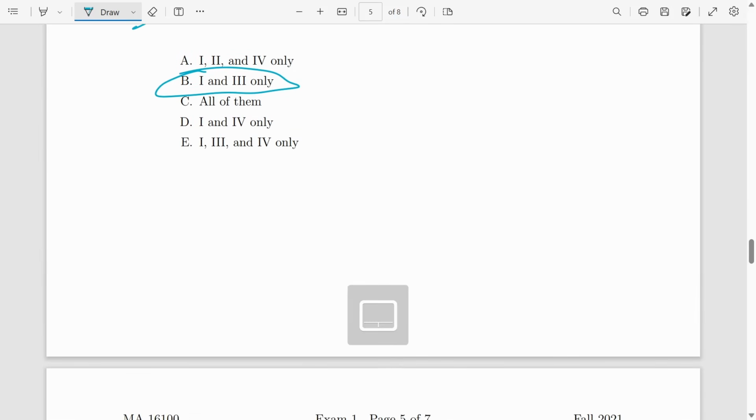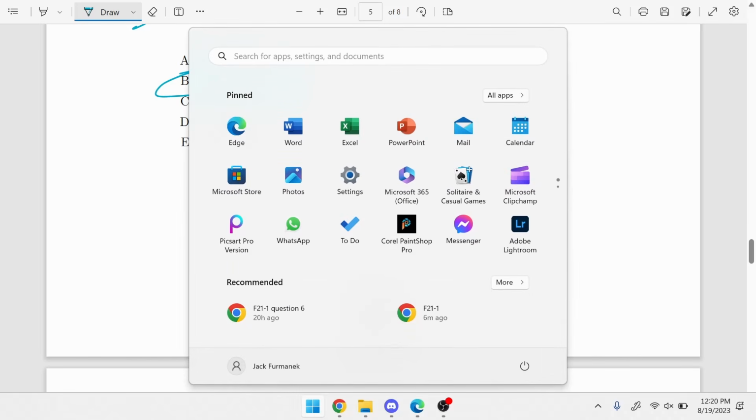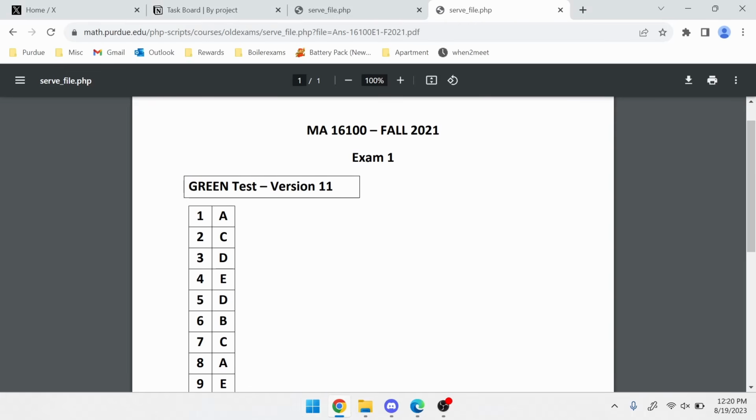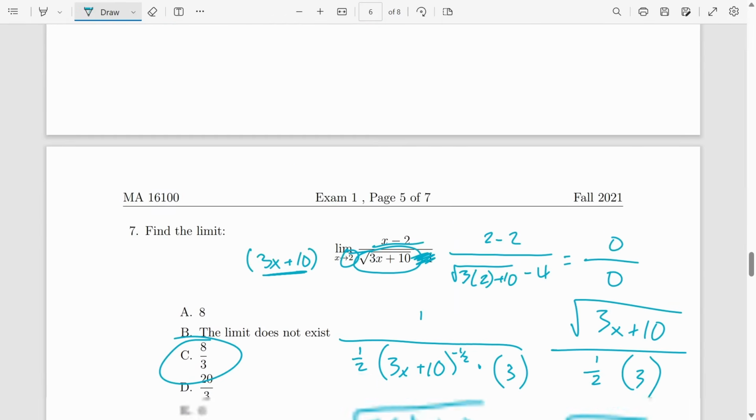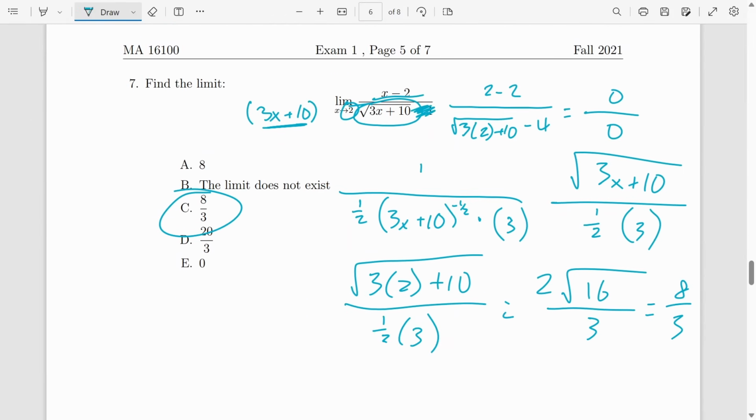Is that actually the right answer? Because I don't think I looked at the answer key for doing this problem. So let me check real quick. 7 is C. Wonderful. All right. Where were we? Here we go. All right. So yeah. So limit problems.